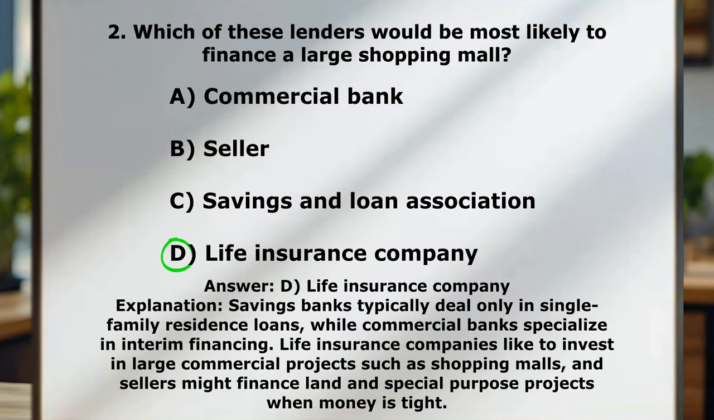And that's kind of a surprising answer. But let me walk you through it. Typically, savings banks only deal in single-family residence loans, while commercial banks typically specialize in interim financing. While a life insurance company is likely to invest in large commercial projects such as shopping malls, and typically sellers will finance land and maybe special purpose projects when money's tight. So answer D, life insurance company.